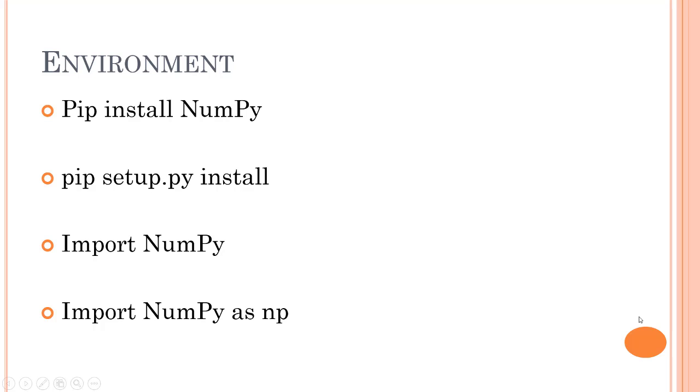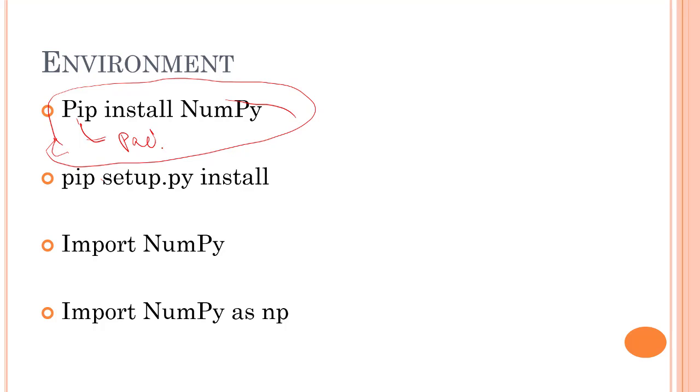Now comes the environment. We have it step by step. First, how we have to install this particular thing. This is the basic way to install. The line of code we use is pip install numpy. Basically, pip is nothing but your package installer. Pip is known as the package installer.